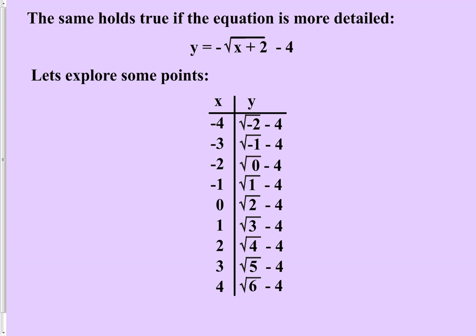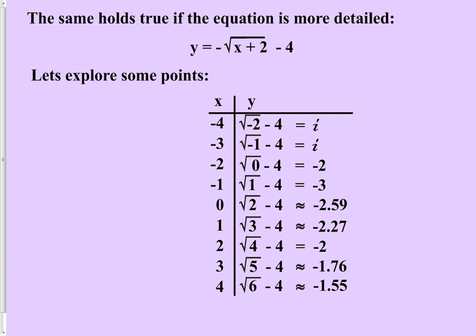Now, once again, some of these values are going to be disregarded, some of them are going to be simplified, and some of them we're going to have to figure out what the decimal point approximations are. In this case, we are going to end up with a couple of points on x equals -4 and x equals -3 that are imaginary because of the negative under the radical, so we will disregard those.